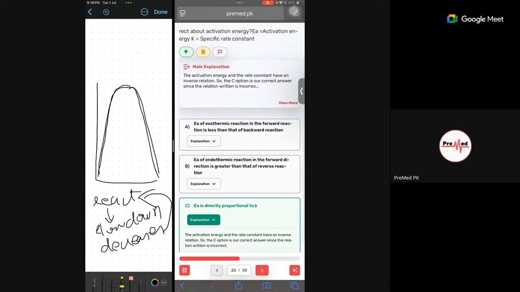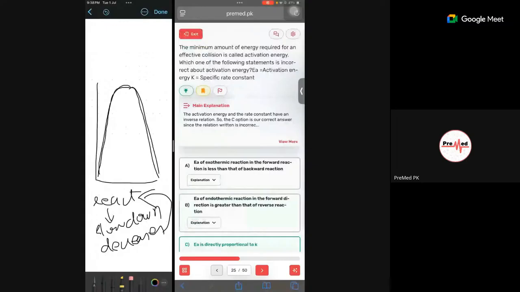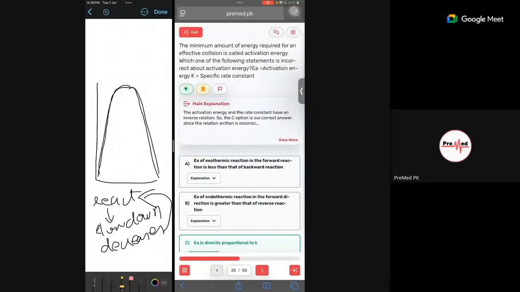Next we have this particular MCQ: the minimum amount of energy required for an effective collision is called activation energy. Perfect. Which one of the following statements is incorrect? The most important word over here is incorrect, about activation energy. If I talk about options A and B, even if you don't know, I would tell you that these are the exact facts, and they have been shown in the collision theory according to the book.